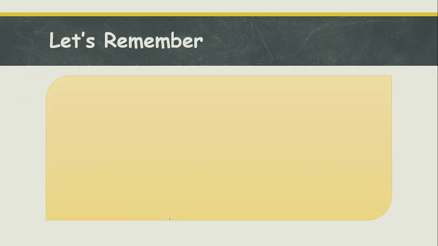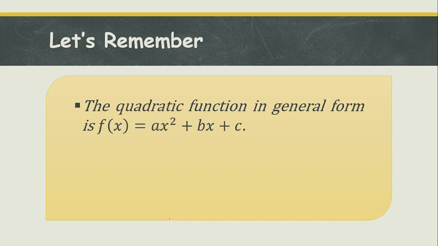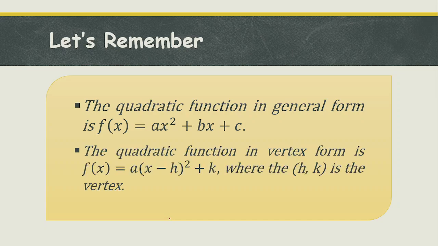So that's all for the discussion about finding the vertex of a quadratic function, transforming a quadratic function from general form to vertex form, and transforming a quadratic function from vertex form to general form. So let's remember this. The quadratic function in general form is f of x equals ax squared plus bx plus c. The quadratic function in vertex form is f of x equals a times x minus h squared plus k, where (h, k) is the vertex.